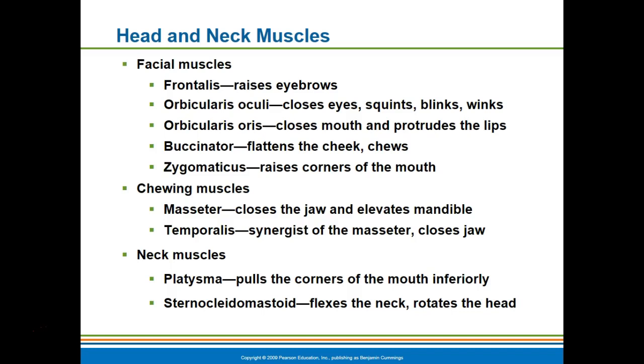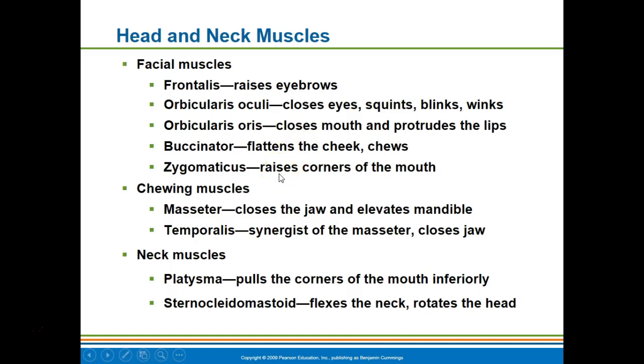These are going to be circular muscles, so note that it has orbit in it, which is a circular muscle. The oculi will close the eyes, squint, blink, wink, and the oris is going to be for your mouth. If you ever think of the word ocular for eyes and oral for mouth, that's a good way to remember these. Buccinator will flatten your cheek. It also helps you a little bit with chewing.